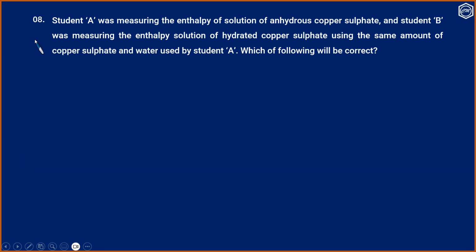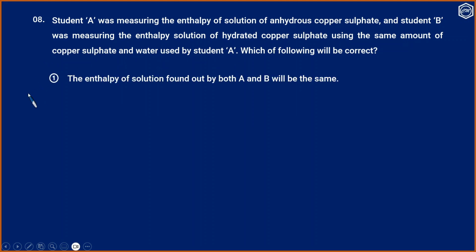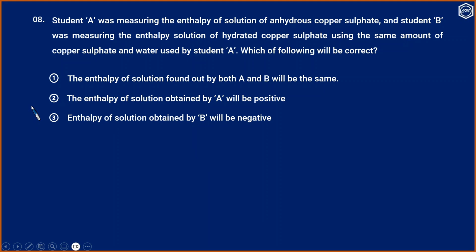Question number 8. Student A was measuring the enthalpy of solution of anhydrous copper sulphate and student B was measuring the enthalpy of solution of hydrated copper sulphate using the same amount of copper sulphate and water used by student A. Which of the following will be correct? 1. Enthalpy of solution found by both A and B will be the same. 2. Enthalpy of solution obtained by A will be positive. 3. Enthalpy of solution obtained by B will be negative. 4. Enthalpy of solution obtained by A will be negative.